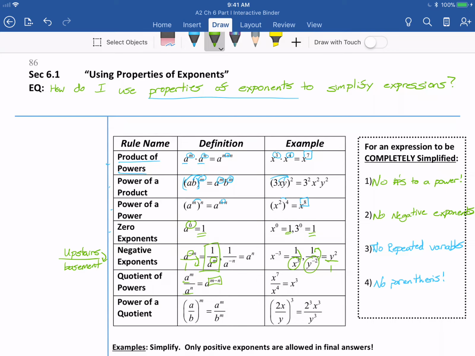So I have x to the 7th over x to the 4th. 7 minus 4 gives me that 3. All right, awesome. Some people like to look at it like this too.